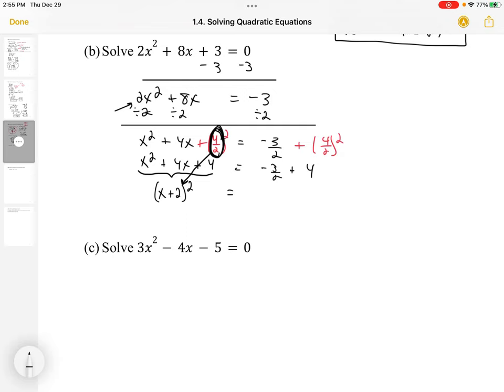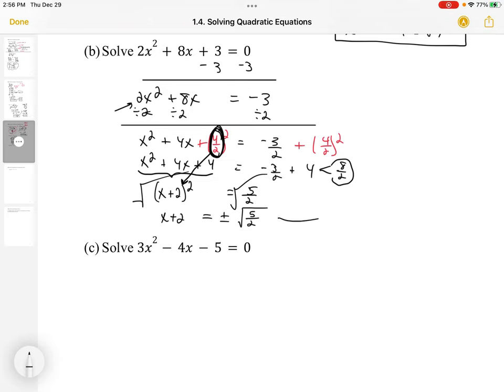Now on the right side, we have negative 3/2 plus 4. So if you want to, you can think about this: we need common denominators. 4 we could rewrite as 8 divided by 2. This is negative 3 over 2 plus 8 over 2, which is 5 over 2. Now the left side is something squared, so we could take the square root of both sides, with x plus 2 equals positive or negative square root of 5 over 2.